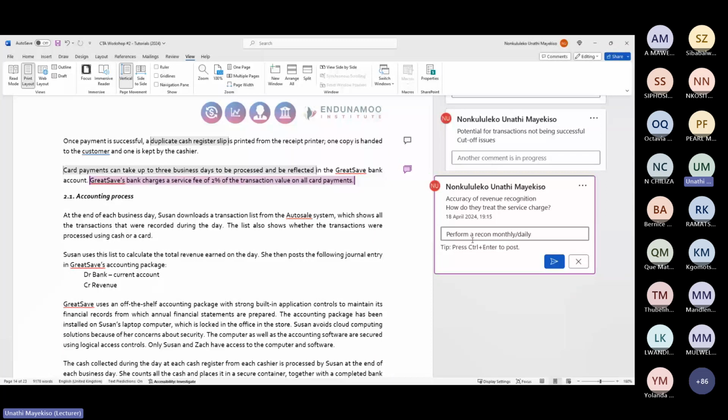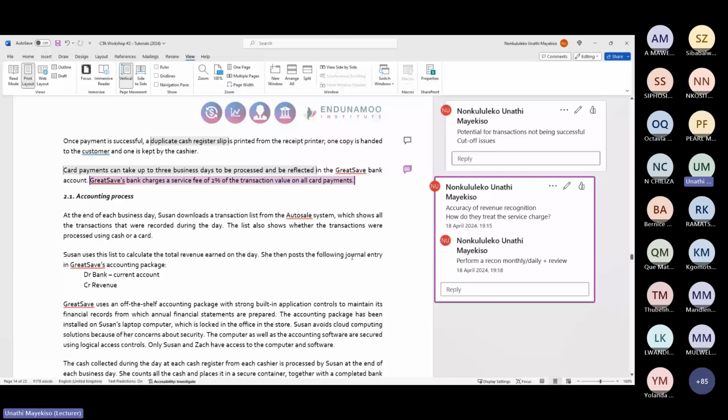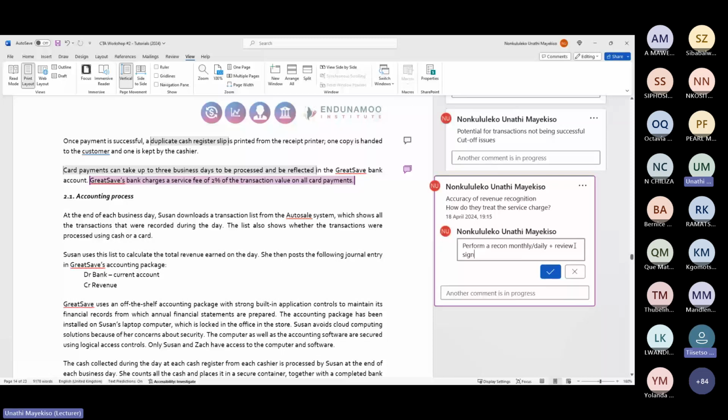And then after performing the recon, what should happen? One person does the work, the other person reviews. There we go. Now your control is properly designed. And they must sign. Yes, wonderful. Evidence of review, and follow up on any discrepancies.